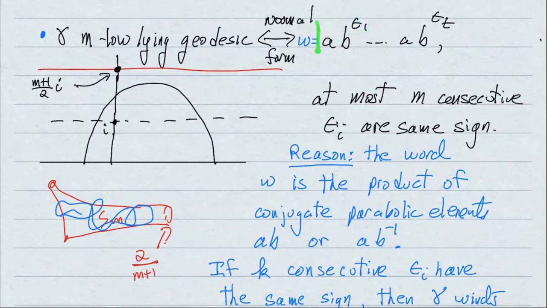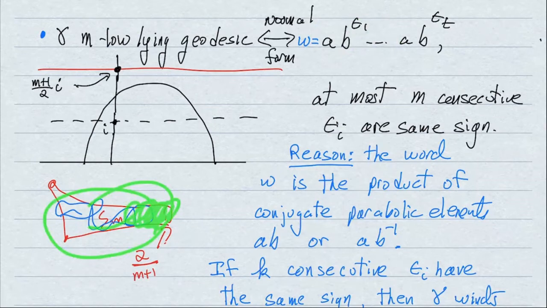So each one of these, AB epsilon 1, AB epsilon 2, up to AB epsilon t, these are parabolic elements. They're all conjugate to each other, but they're parabolic elements. And see, if you had AB, AB, AB, AB, in other words, the same sign epsilons, then what you're doing is you're doing that parabolic element to some power, which means on the surface, you're winding around the cusp to that power. And again, the more you wind around, the deeper you go into the cusp.